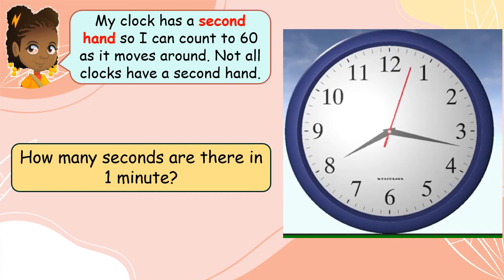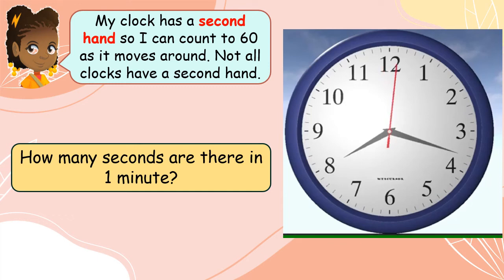1, 2, 3, 4, 5, 6, 7, 8, 9, 10, 11, 12, 13, 14, 15, 16, 17, 18, 19, 20, 21, 22, 23, 24, 25, 26, 27, 28, 29, 30, 31, 32, 33, 34, 35, 36, 37, 38, 39, 40, 41, 42, 43, 44, 45, 46, 47, 48, 49, 50, 51, 52, 53, 54, 55, 56, 57, 58, 59, and 60.